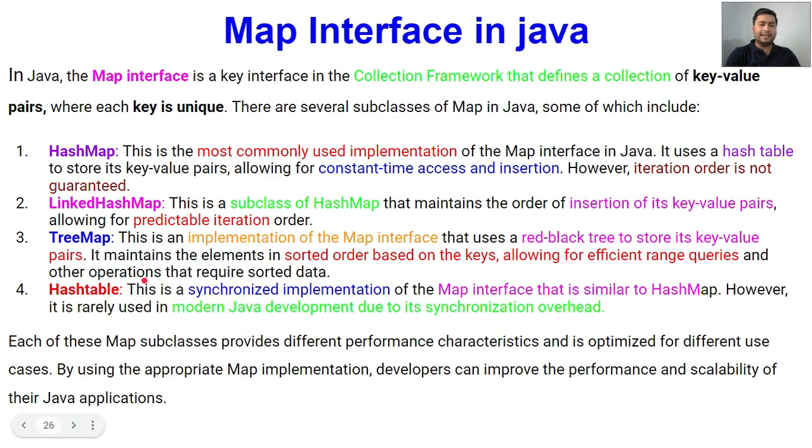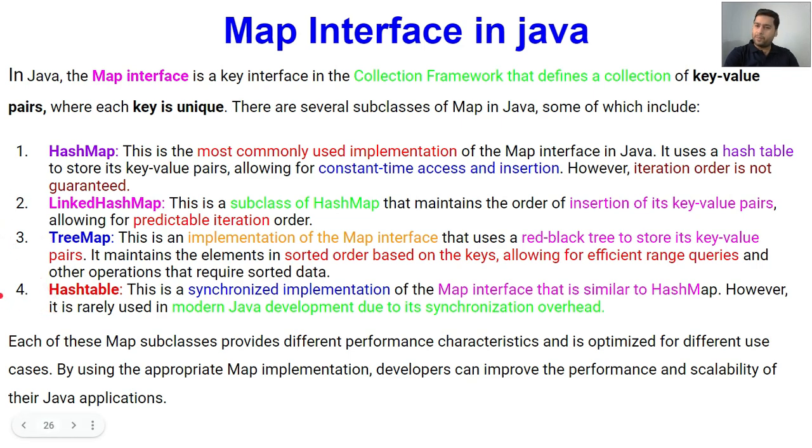So map is basically an interface, you can say, and that interface is capable of storing data as key value pairs. So it is a collection framework that defines a collection of key value pairs, where each key is unique. So you have to say that map is an interface, map is capable of storing the data as key value pairs, and the key should be unique. There are several subclasses of the map in Java, some of which we can include. Like you can see here: HashMap, LinkedHashMap, TreeMap, and Hashtable.